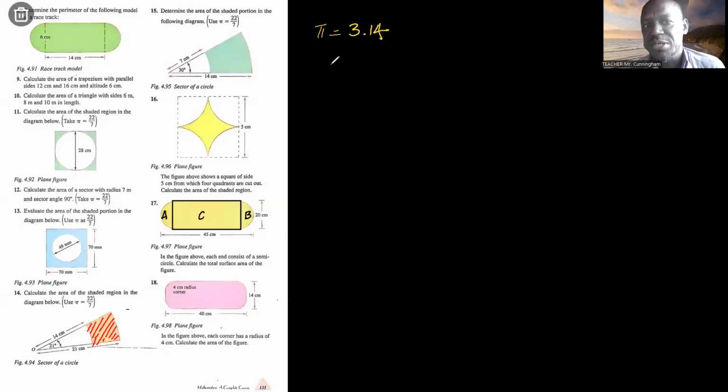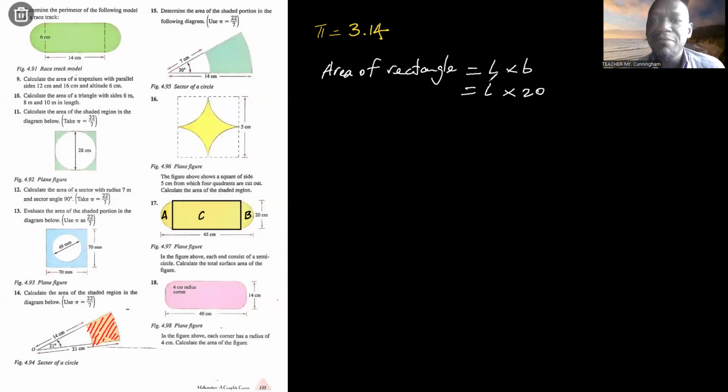So area of rectangle is equal to the length by the breadth. Now, the length is the tricky part. The breadth is 20, which is the diameter of the semicircle. Could anybody put in the chat what is the length of the rectangle?